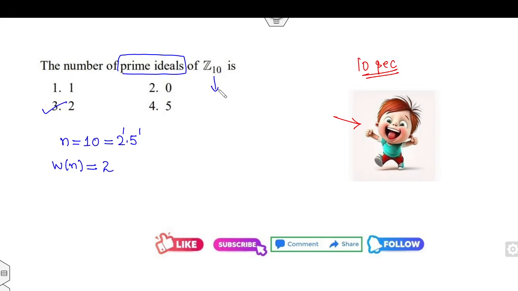Can you say this is a field? Is it a field? No, because n is not a prime number. What are the maximal ideals? Again, this is omega of 10. And what is omega of 10? It is 2.